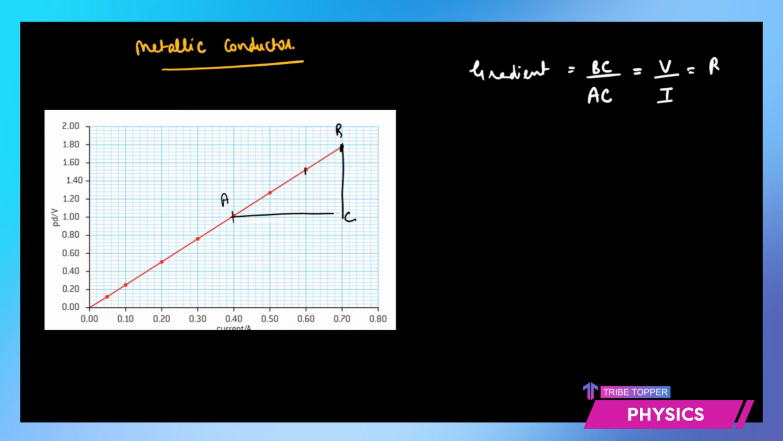R. By Ohm's law, we know that V is equal to IR and the ratio V over I is R. That means, therefore, we can say that the gradient of a VI graph is equal to resistance. So we can find out the resistance of a metallic conductor or an ohmic conductor from the gradient of a VI graph.